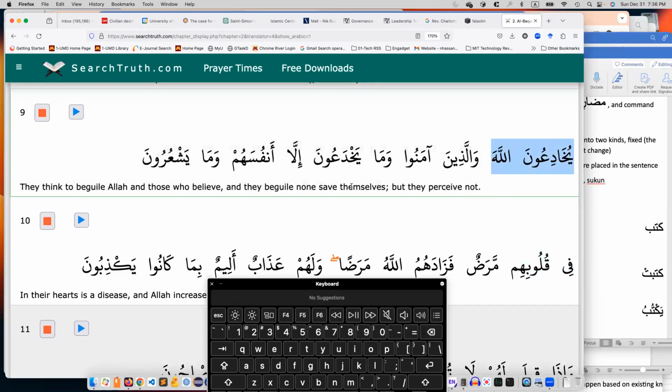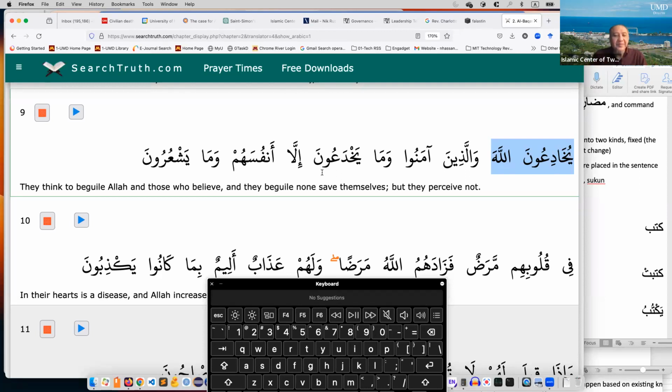Fi'liyah or ismiyah? Yes, jumlah fi'liyah. Okay, yukhadi'una. Yukhadi'una means they try to deceive. Okay, they deceive, they are deceiving. Yukhadi'una, they are deceiving. Okay, all right.